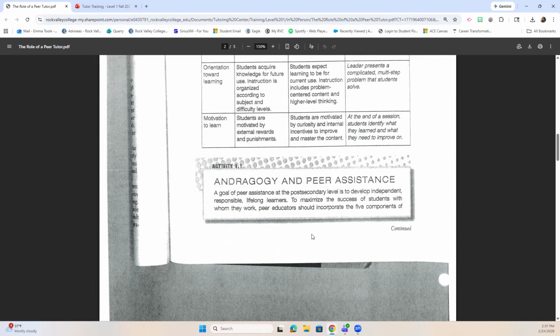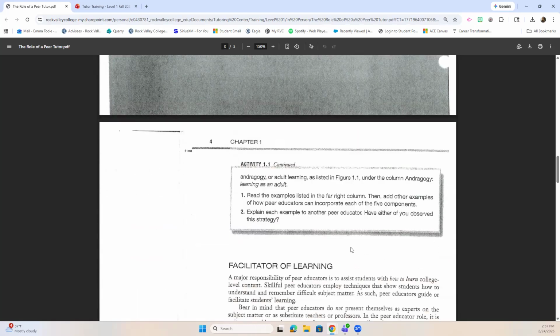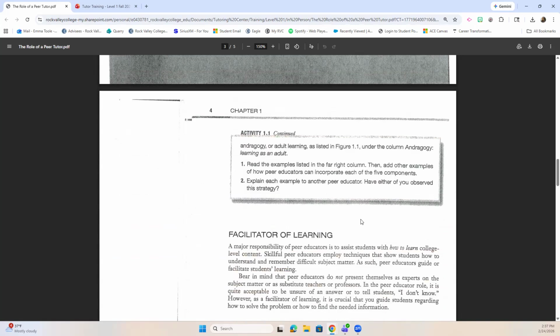A goal of peer assistance at the post-secondary level is to develop independent, responsible, lifelong learners. To maximize the success of students with whom they work, peer educators should incorporate the 5 components of andragogy or adult learning as listed in figure 1.1 under the column andragogy, learning as an adult. Read the examples listed in the far right column. Then add other examples of how peer educators can incorporate each of the 5 components. Explain each example to another peer educator. Have either of you observed this strategy?